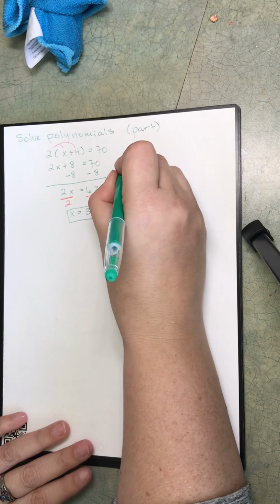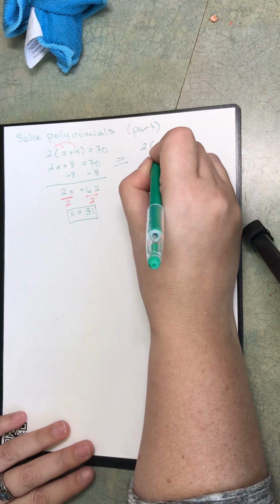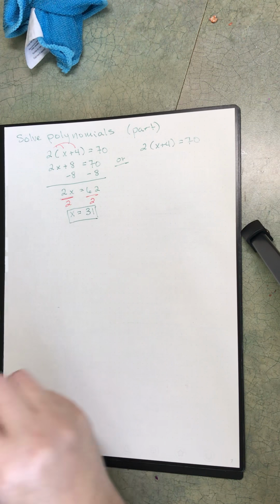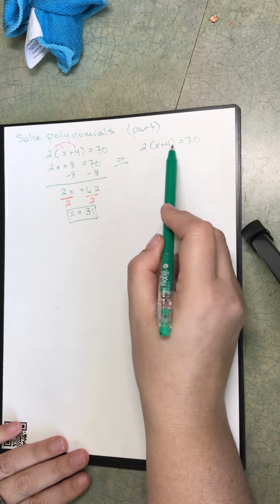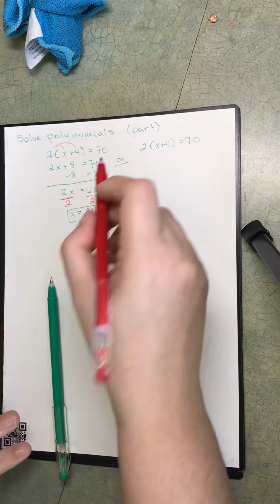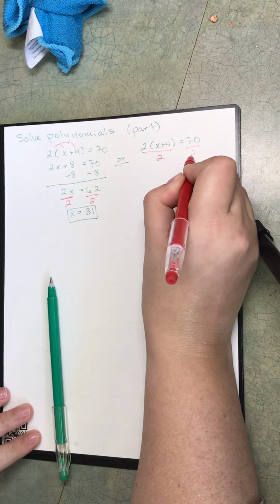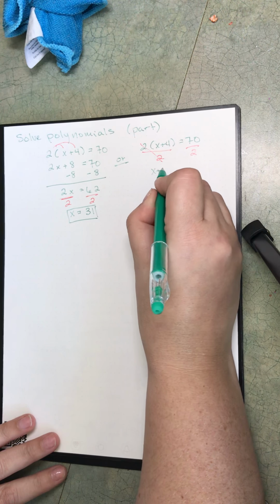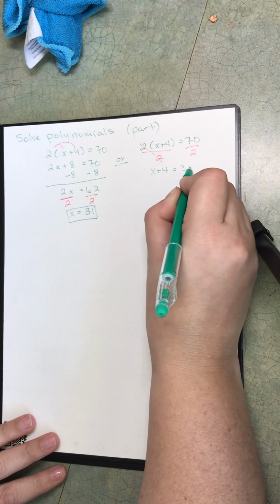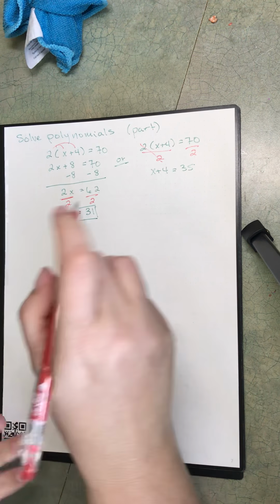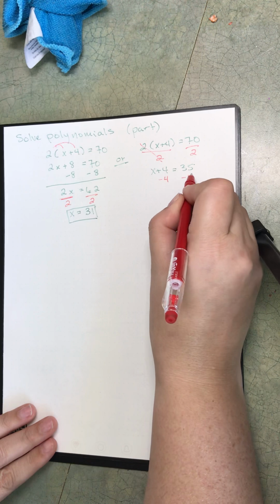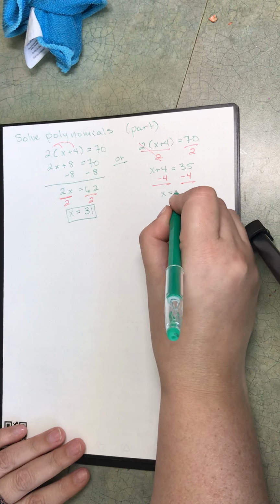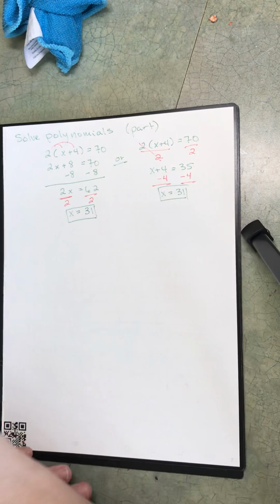Okay, or the other way I could solve this is I see that this 2 is being multiplied outside the parentheses. So I could simply divide both sides by 2 first to get rid of that 2. And now I have x plus 4 left on this side, and I have 35 left on this side. And then I can subtract 4, and I get x equals 31 as my answer again.